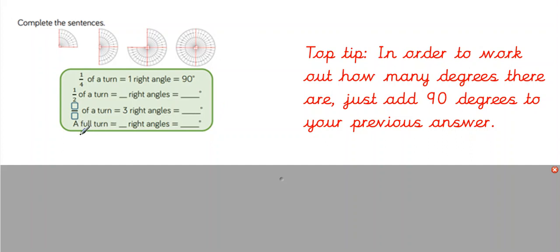The full turn might be the first one to do because that might be the easiest one to then work back. A top tip for you, in order to work out how many degrees there are, just add 90 degrees to your previous angle, because we already know that there are 4 right angles in a full turn. And a right angle is worth 90 degrees, isn't it? So pause the video now and see if you can complete this.